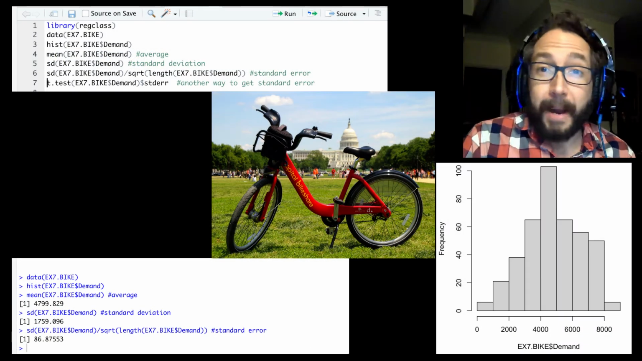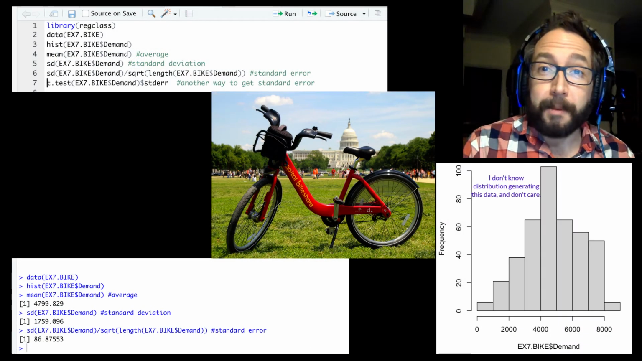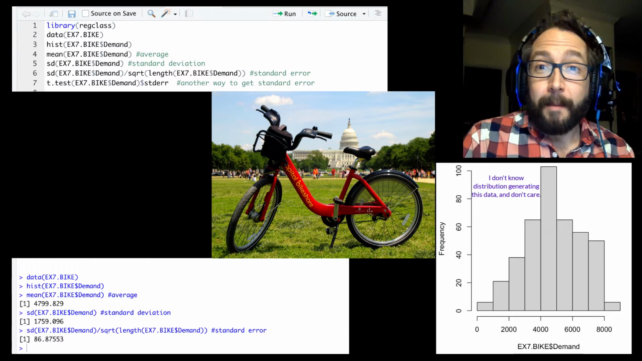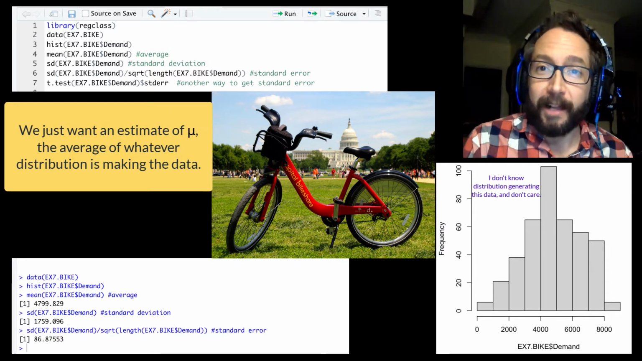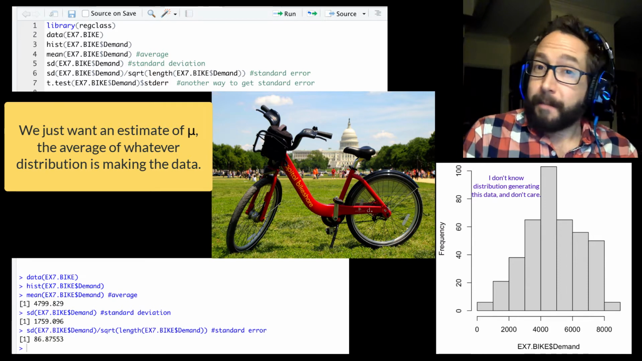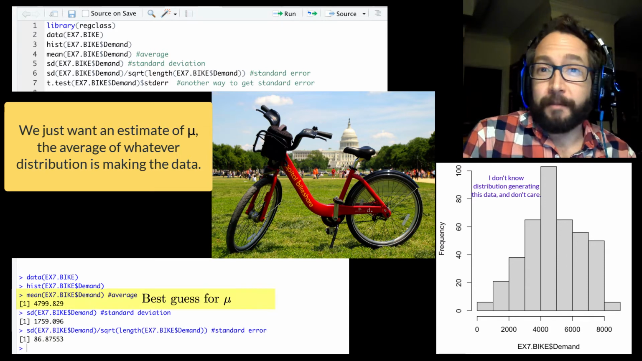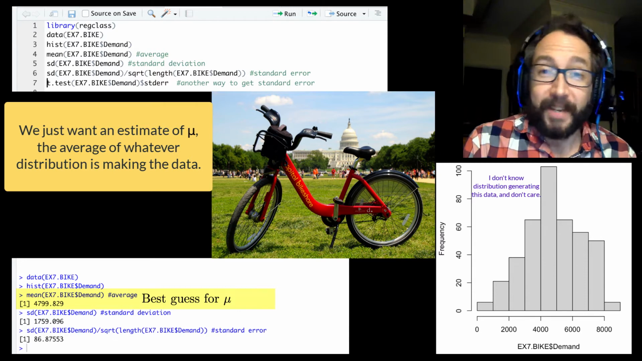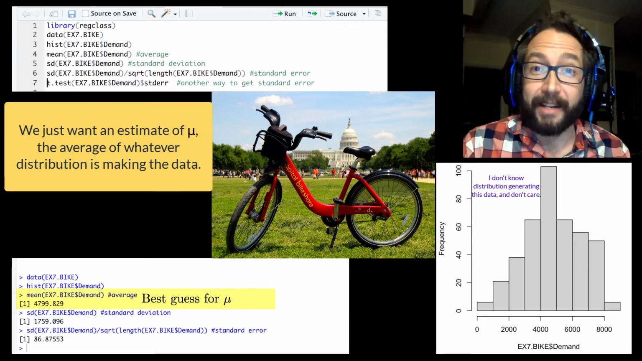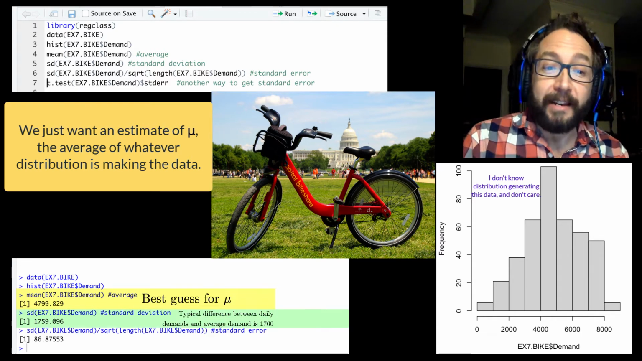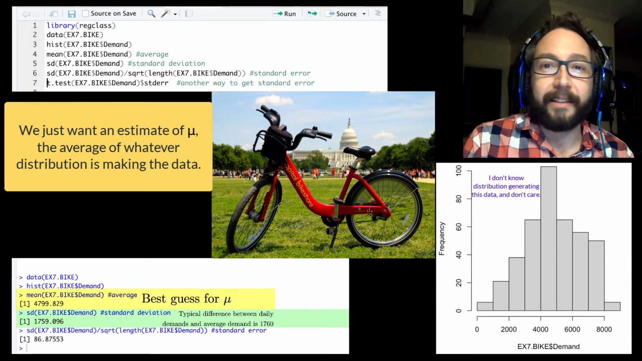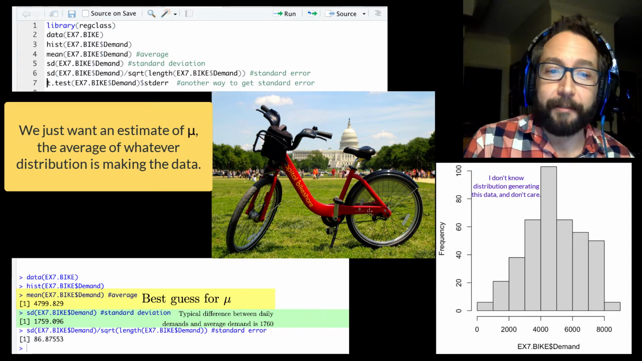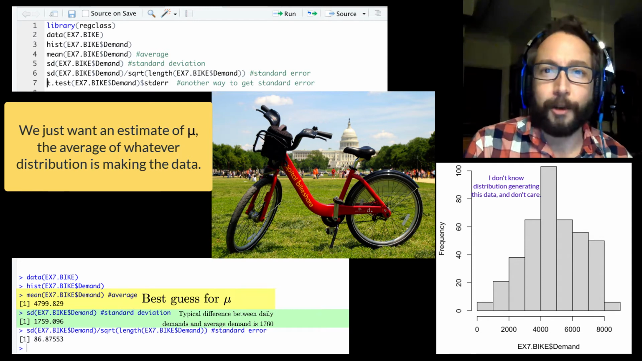So for my bike demand data, I don't know what probability distribution is making the data, but I don't really care. I just want to estimate what the mu parameter is, the expected value of that probability distribution. My best guess is that sample average of 4,800 bikes. I see there's quite a lot of variability from day to day. The standard deviation of the data values is right at about 1760. So typically the daily demands differ from the overall average by about 1760 bikes or so.